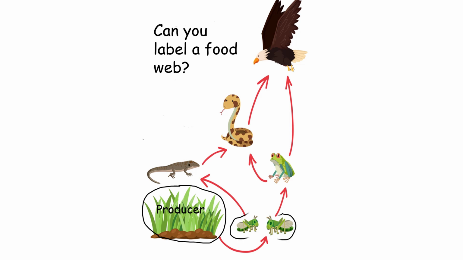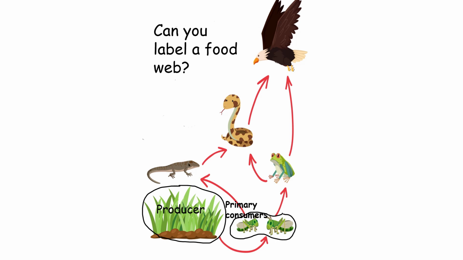Then we have herbivores, like these insects, that feed on the plants. And we call these primary consumers. We use the word consumer instead of eater, but it means eating. So these are the first thing that eats in the food web.